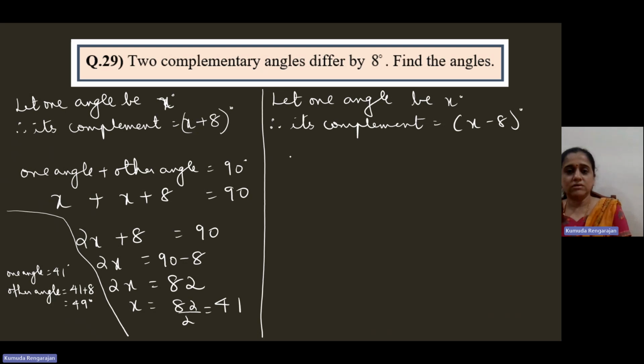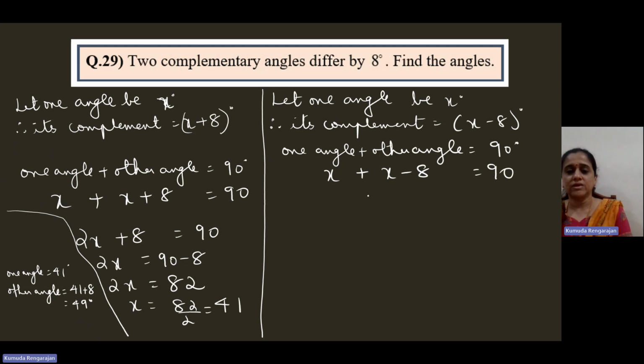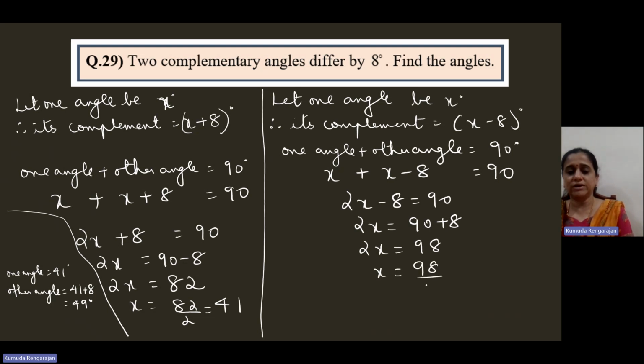Now here, one angle plus the other angle is equal to 90 degrees. x plus x minus 8 is equal to 90. So x plus x is 2x, minus 8 is equal to 90. So 2x is equal to 90 plus 8, so 2x is equal to 98. x is equal to 98 divided by 2, which is 49. Therefore, one angle is equal to 49 degrees.